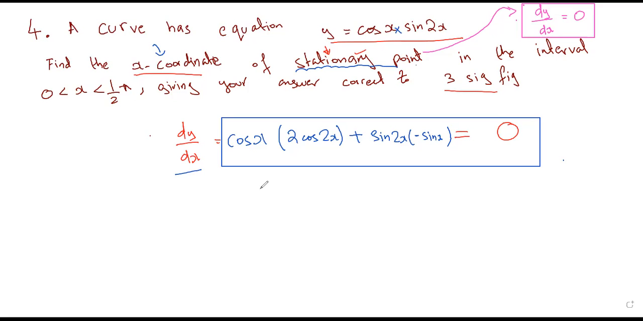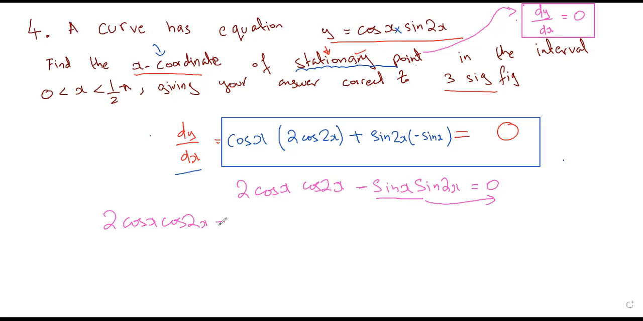So this would be 2 cos x cos 2x minus sine x sine 2x equals 0. Now I have to find the value of x. Obviously you can use different trigonometric identities. I will use the simplest one, not the double angle identity or stuff like that. I'll take this to the other side. This will give me 2 cos x cos 2x equals sine x sine 2x.